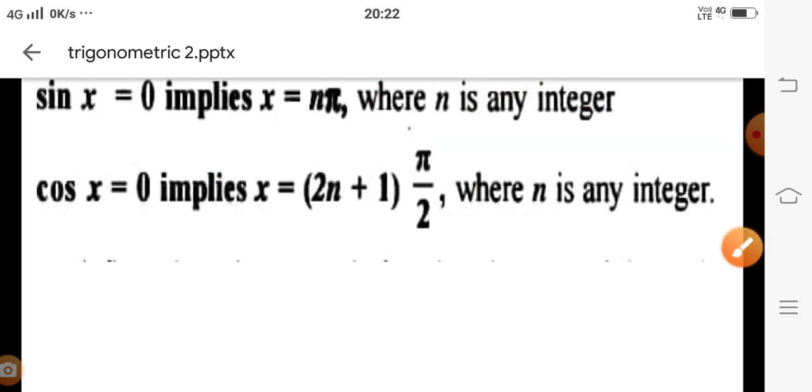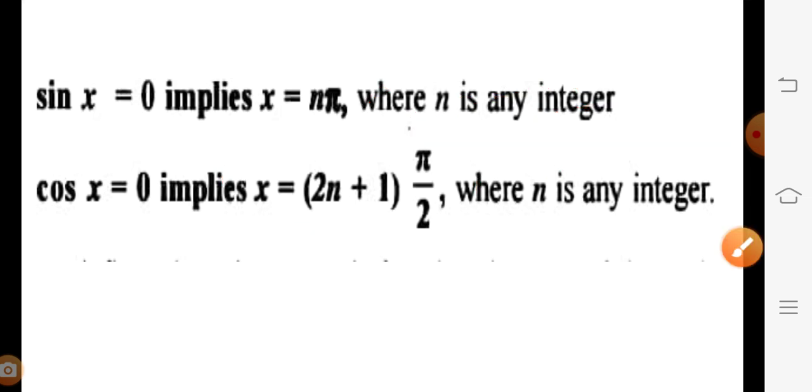This means we are getting a general formula or general concept. If sin x is equal to 0, then the angle should be n pi, where n is any integer. And if cos x is equal to 0, then the angle x is (2n plus 1) into pi by 2, where n is any integer.